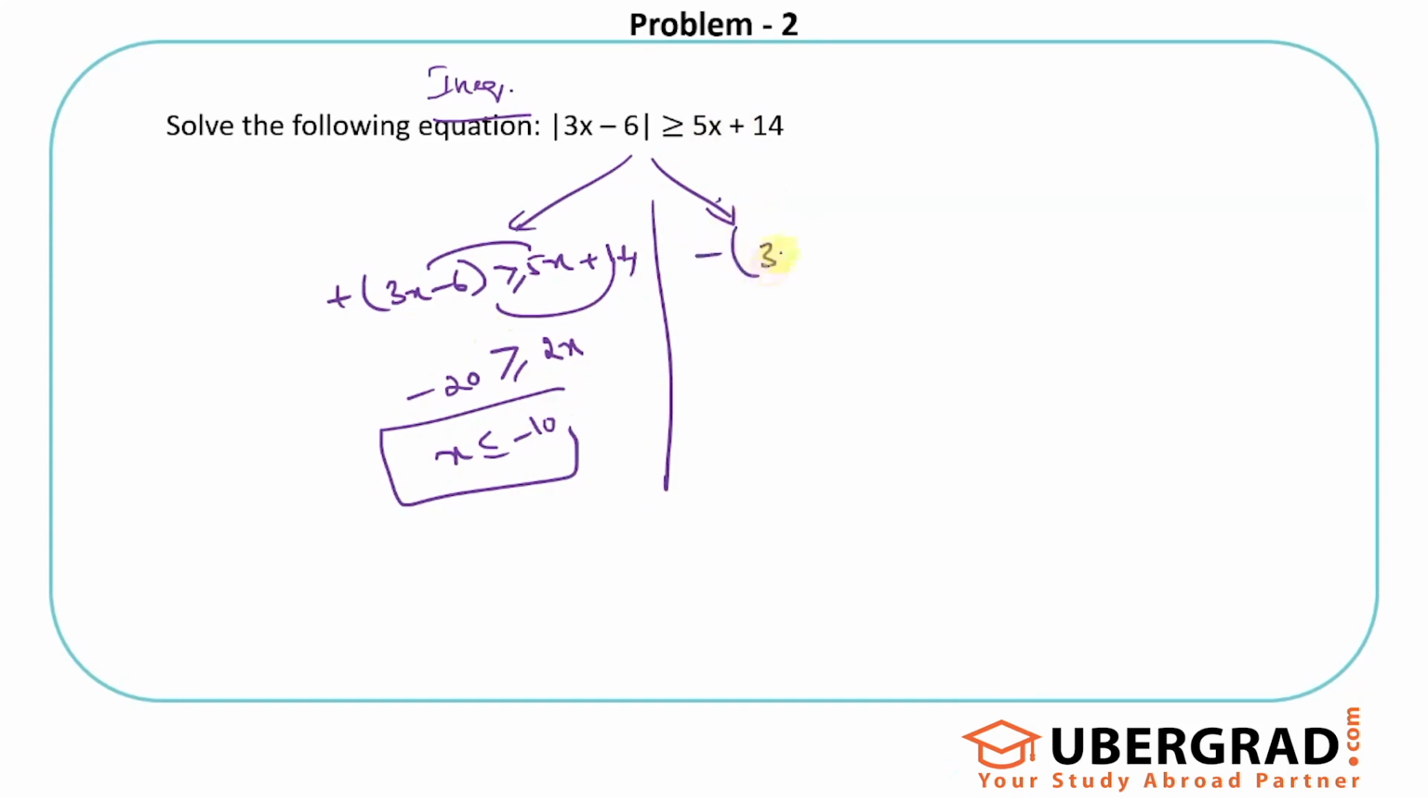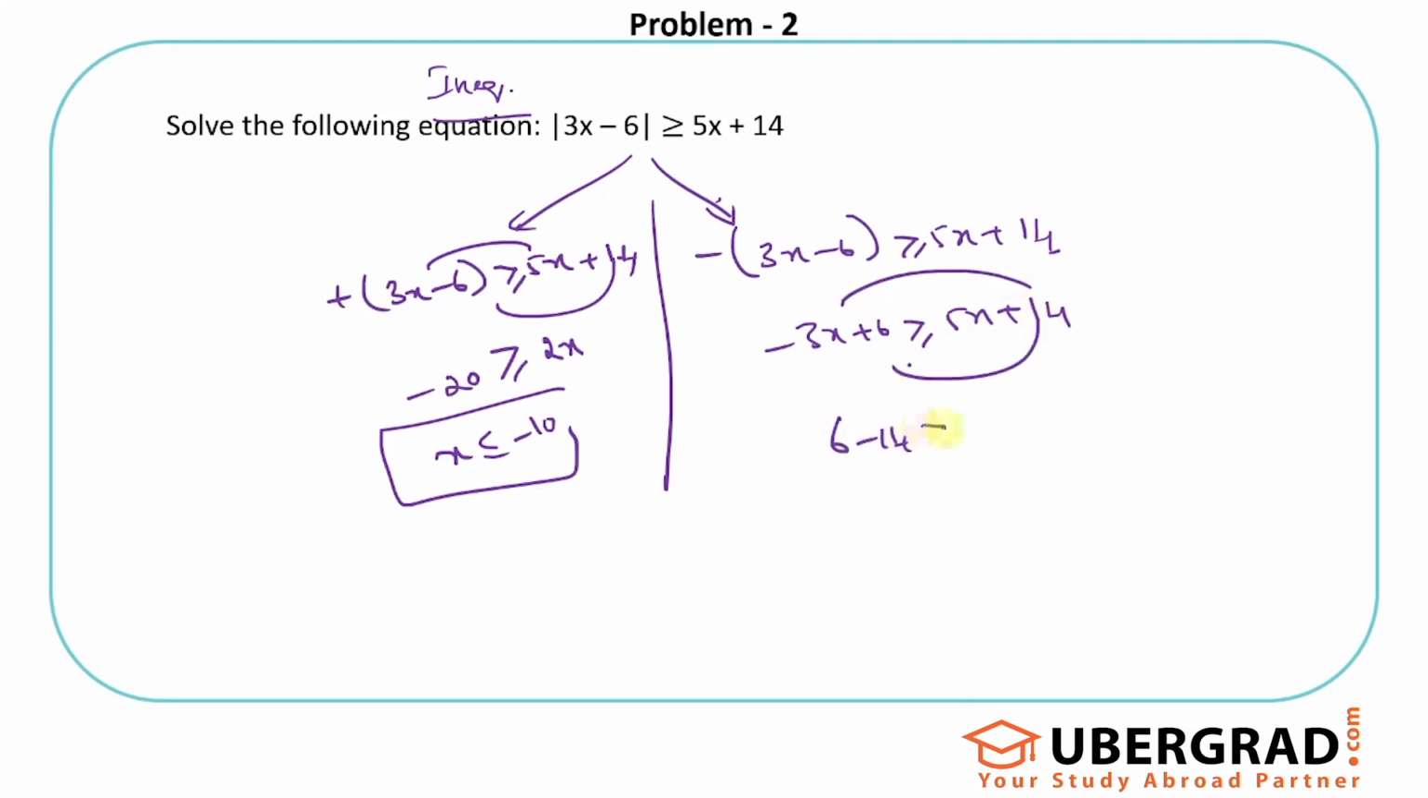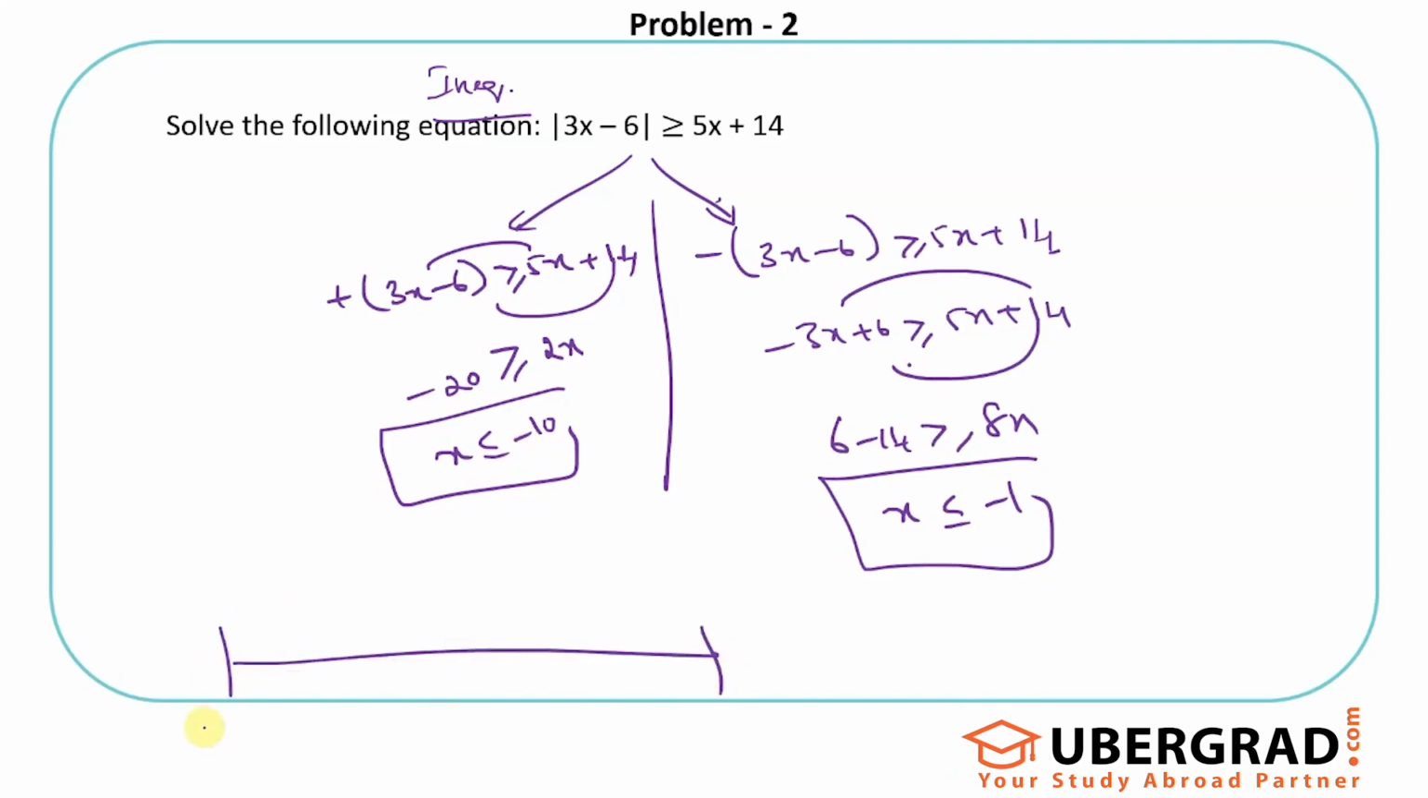The other side will be minus of 3x minus 6 is greater than or equal to 5x plus 14. So it's minus 3x plus 6 is greater than or equal to 5x plus 14. Send it this side. So 6 minus 14 is greater than or equal to 8x. So x is less than or equal to minus 1. Again, this seems to be like the previous case where we are getting a bit of a contradiction. So let's try to understand, right? x is less than or equal to minus 10. So minus infinity to infinity. So I have minus 10. So first let's look at this range.